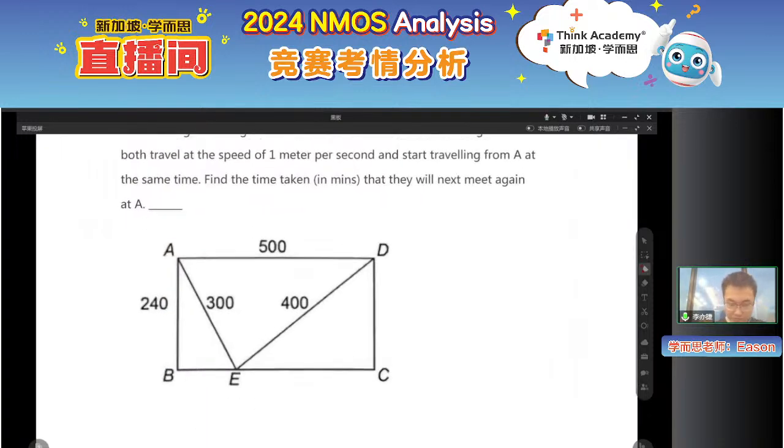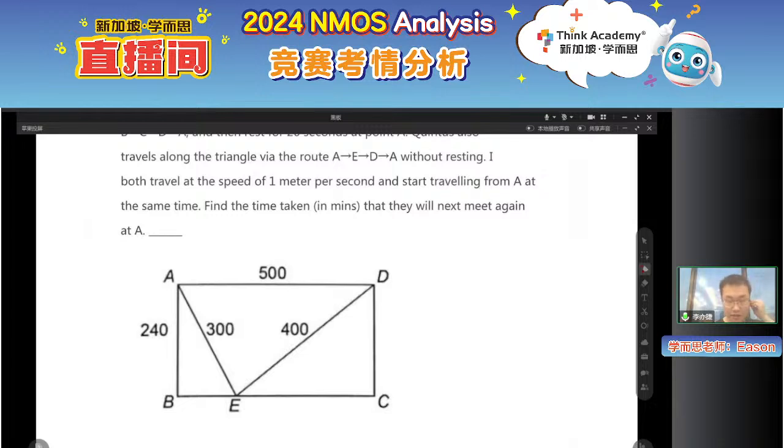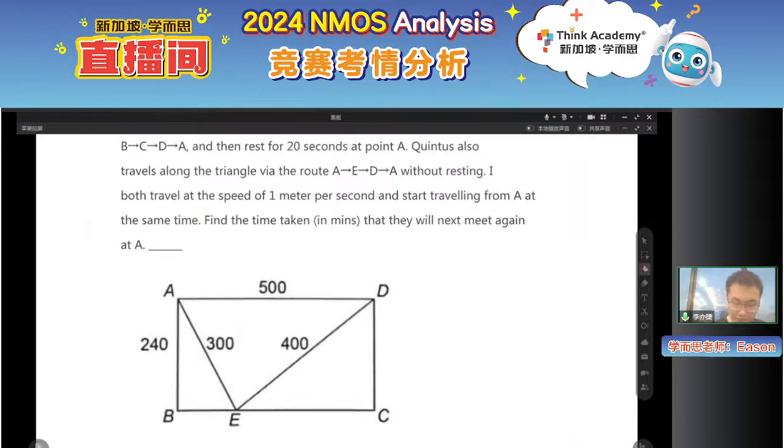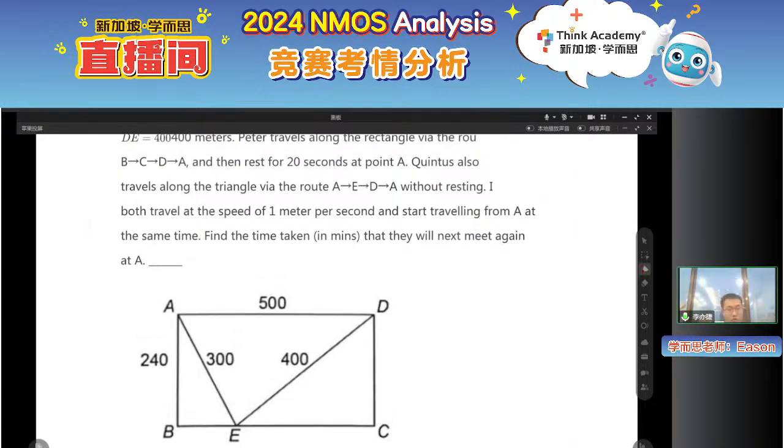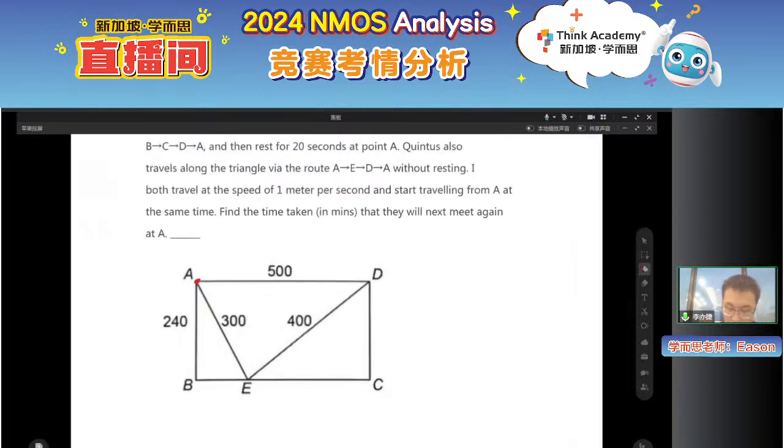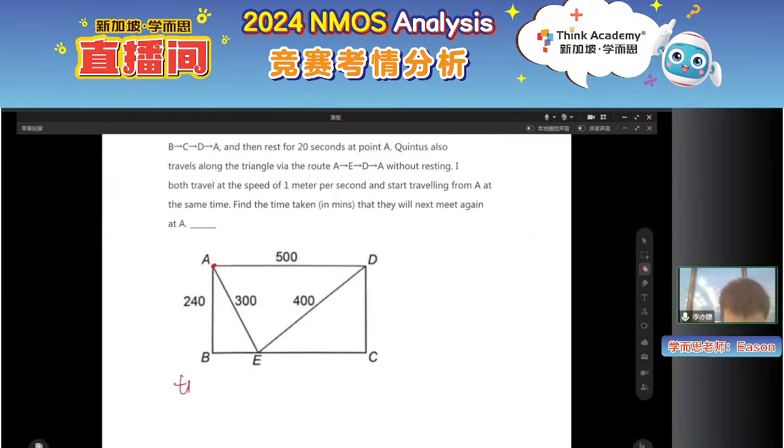So maybe we just need to calculate the time they reach point A. If they have two routes, we don't use the normal encounter method to solve it, because they can only meet at one certain point. So maybe we just judge when P and Q go back to point A. For Q it is easier, right? The time for Q to come back to A.